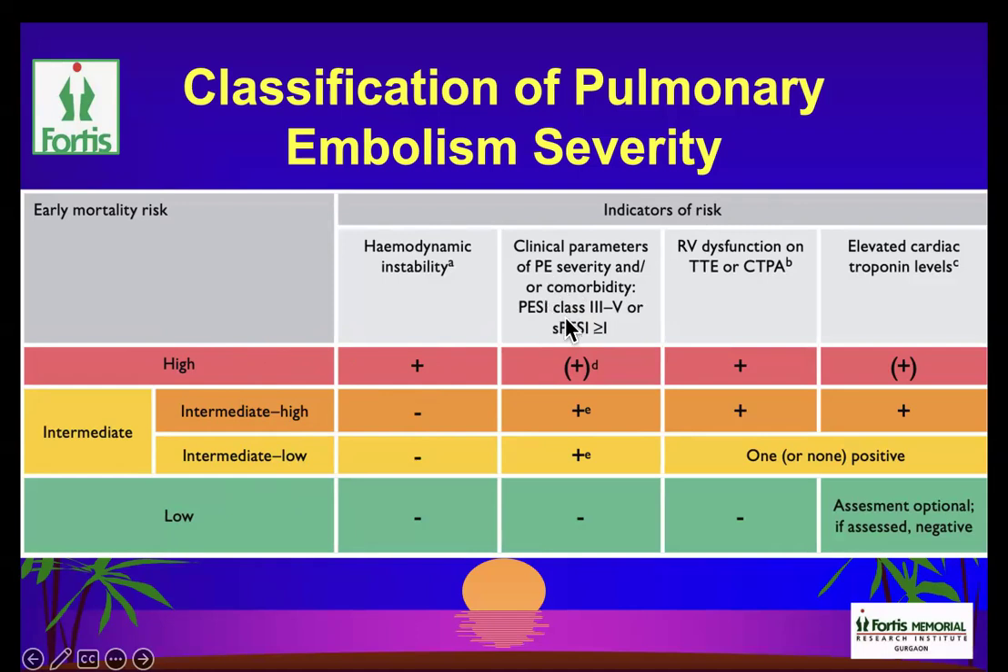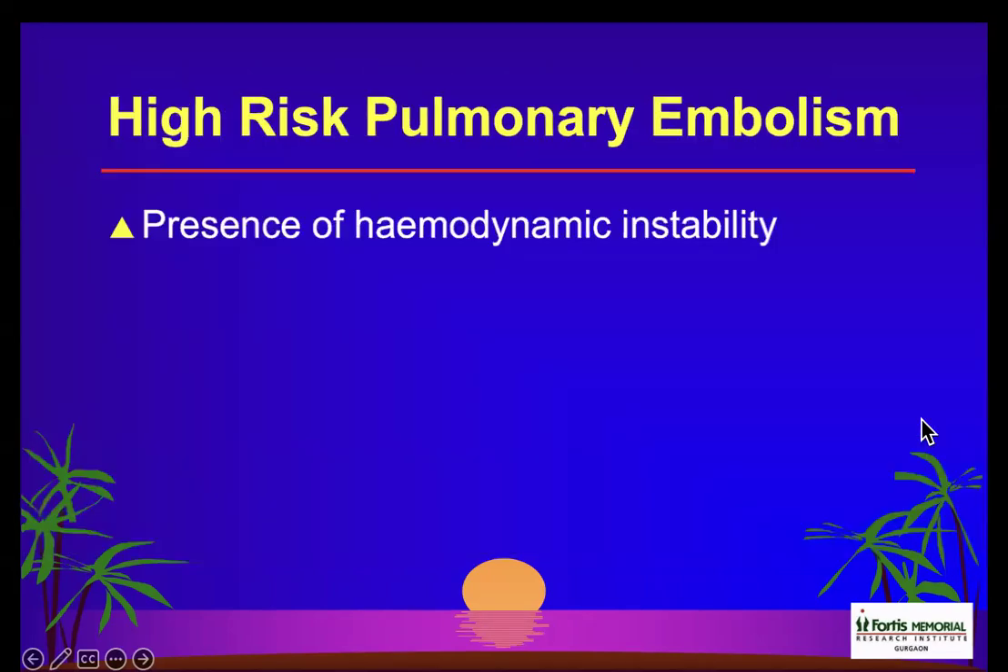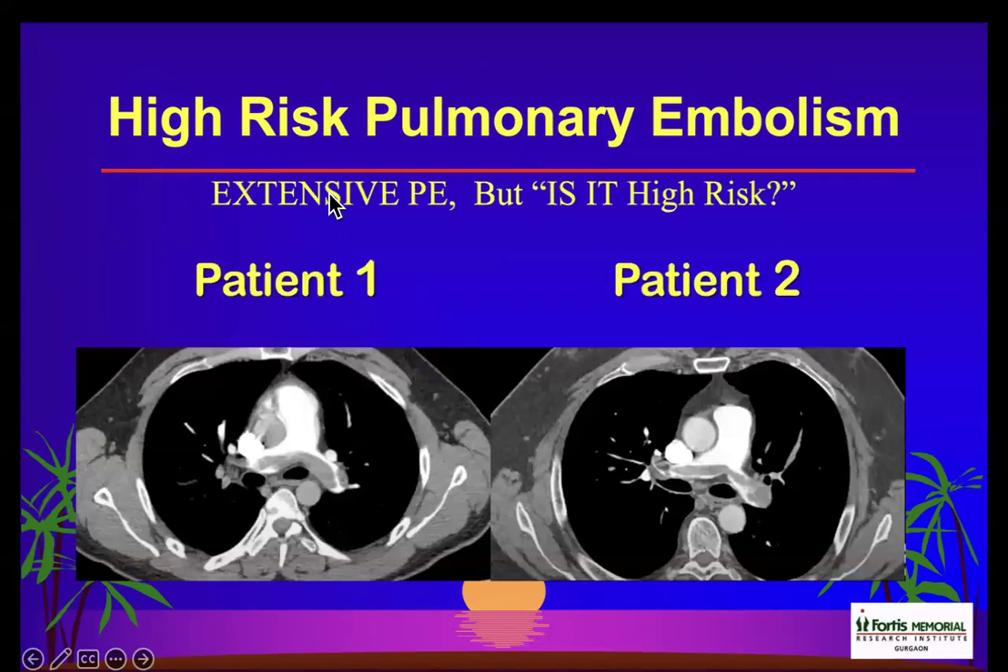People with PESI class 3 to 5 are classified as the intermediate group if they do not have any hemodynamic instability, and they're further classified into intermediate-high and intermediate-low, depending upon the RV dysfunction and elevated cardiac troponin levels. So high-risk pulmonary embolism is defined as pulmonary embolism with the presence of hemodynamic instability, that is, in shock. Now, these are the two cases which I illustrate here.